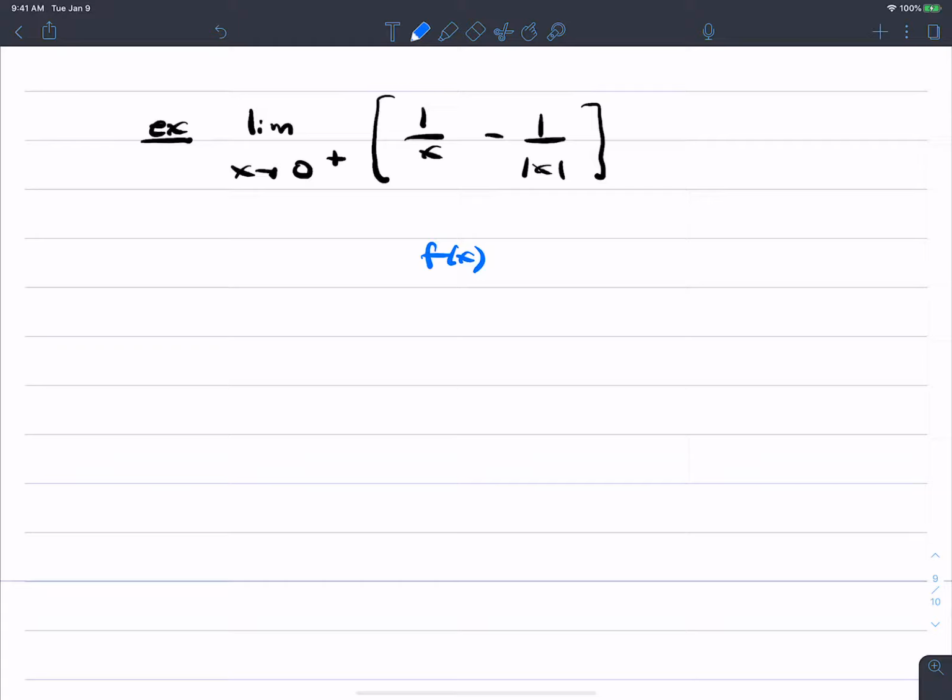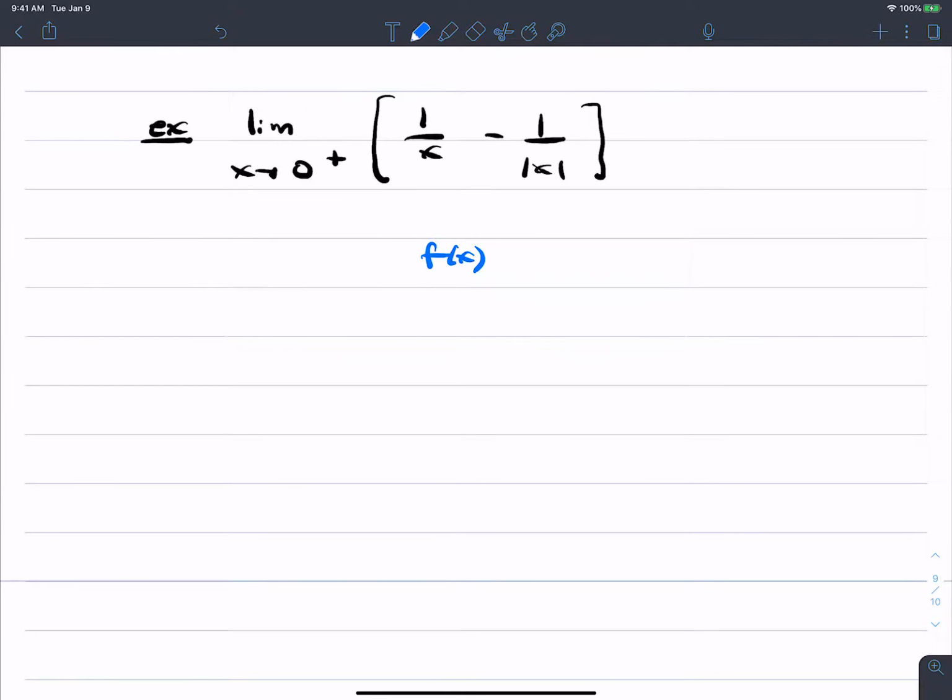And then, by the way, let's look at another one. Here's an interesting absolute value question. Limit as x goes to 0 now from the right. See if you can compare and contrast.